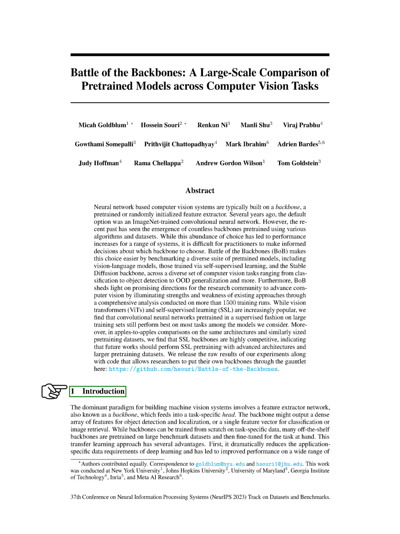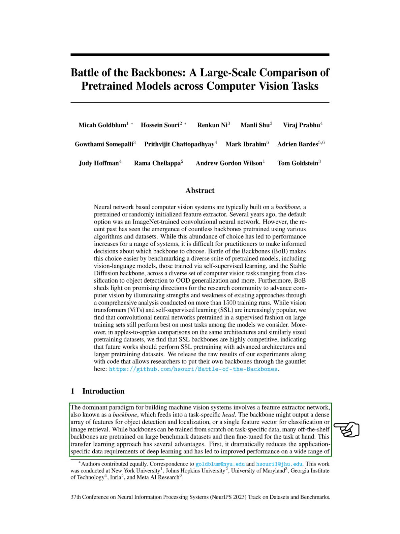Section. Introduction. Let's start with a brief introduction. In the world of machine vision systems, a common approach is to use a feature extractor network, often referred to as a backbone. This backbone can produce a variety of outputs, such as a dense array of features for object detection and localization, or a single feature vector for classification or image retrieval.